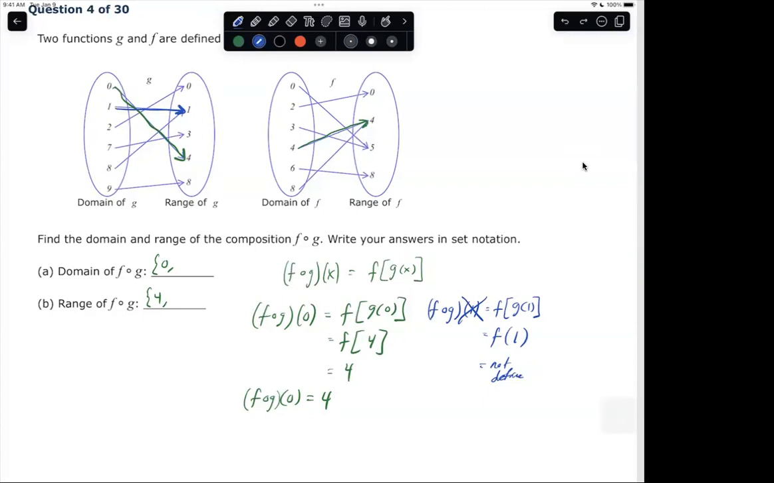Okay. And so we just go through and check them all and see which of the values we can plug into the function f of g and get an output value for. And then all the inputs that we were able to plug in and get an output, we put all those inputs into the domain. All the outputs that we get from those inputs, we put them in the range. Okay. So, yeah. Is that clear?